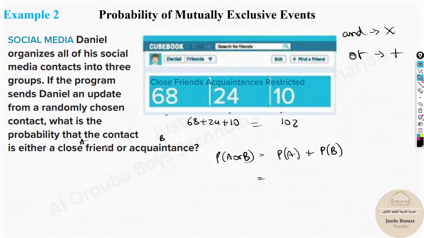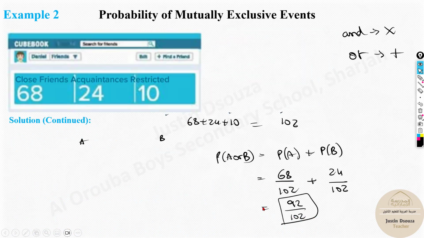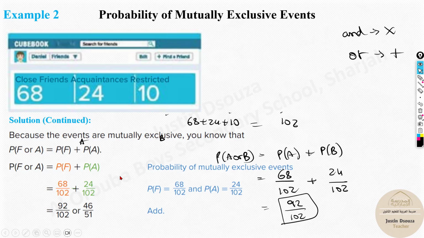What is the probability of getting a request from a close friend? 68 is the desired outcome divided by the total, that is 102, plus here it is 24 divided by 102. So you just add 68 and 24, that is 92, divided by 102 is the answer. You can put it in the calculator and find the percentage as well if needed. So that is the answer. You can see the total contacts are 102, and this is the formula for the probability.